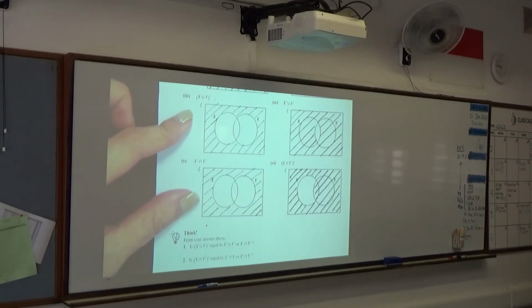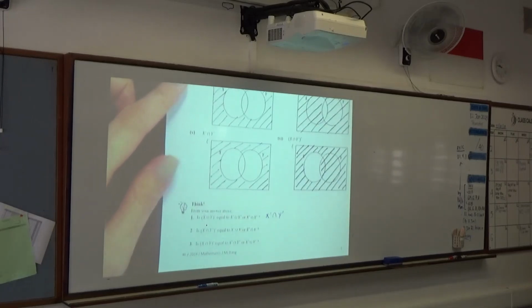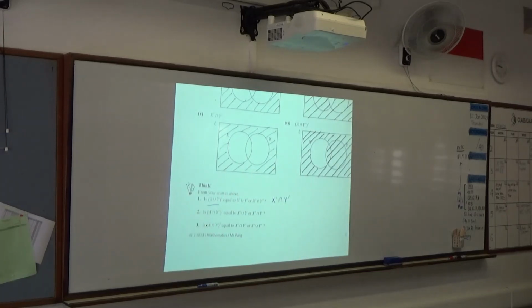So what does this tell us? We'll go through all the questions first, then we draw a conclusion. So it's actually equal to x complement intersect y complement. So this and this are equal. Just let me write a complete statement.